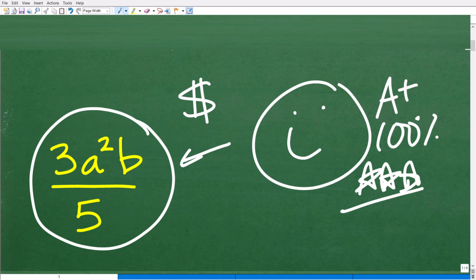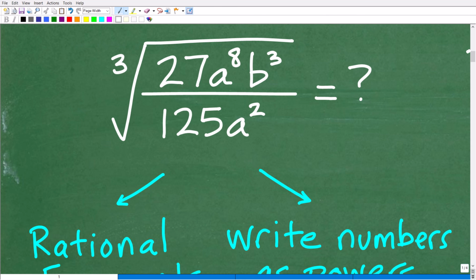All right, so all jokes aside, let's go and get into this because this is really important stuff, especially for those of you that are interested in learning algebra. Okay, so here is our problem, and there's a couple of things that we need to be thinking about, right? So here we have the cube root of this whole thing right here.